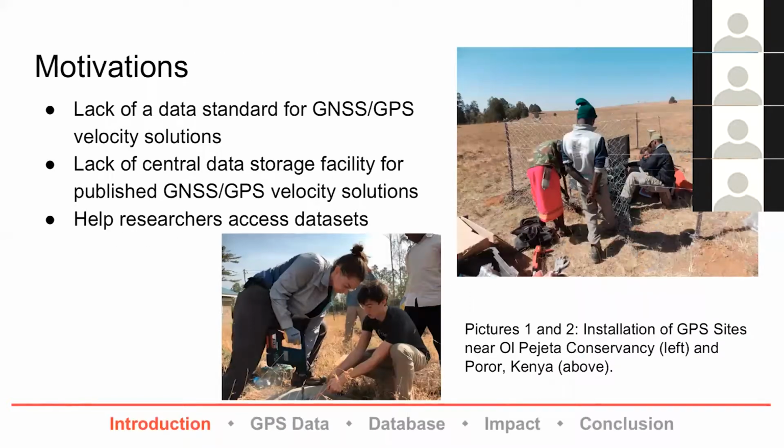So what are the motivations for my project? For these velocity solutions, there is no particular data standard for how they've been published: how the metadata is, the order of the data, what's even included. There's also no general facility for storing these types of data sets. So if you would like to look at one, you have to find the paper or track down the person. And since faculty move around fairly often, that can be difficult.